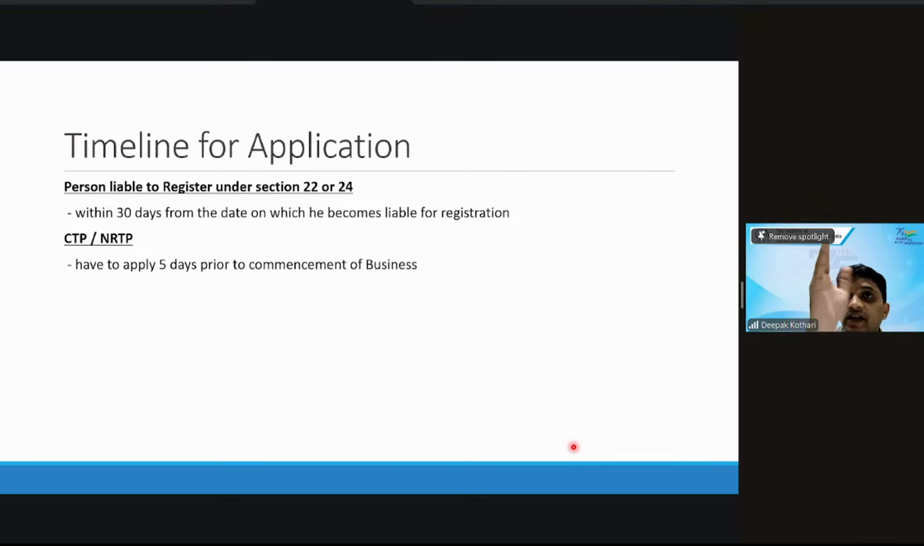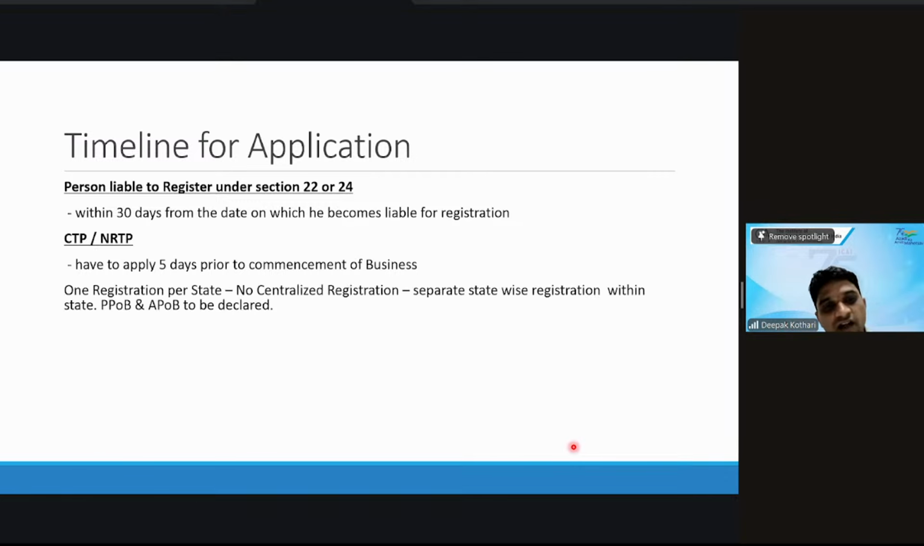Matlab, at least 20 days before he has to go to that place, apply for registration, get the registration, and then start the business. If he doesn't get the registration, he can't start the business because it will be illegal. GST law says that a person who is a CTP, he has to take the registration in advance. One registration, one state, no centralized registration for both of them.